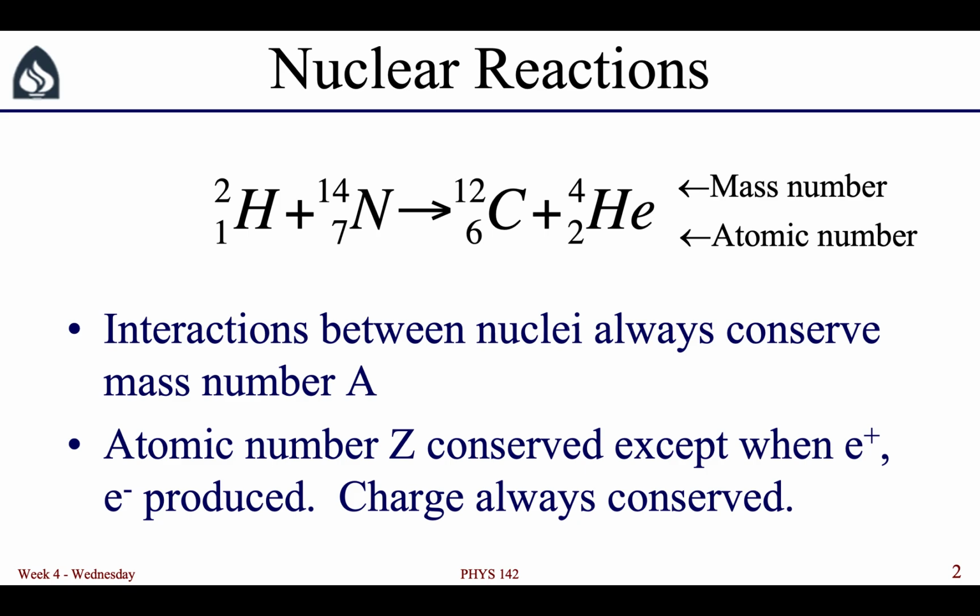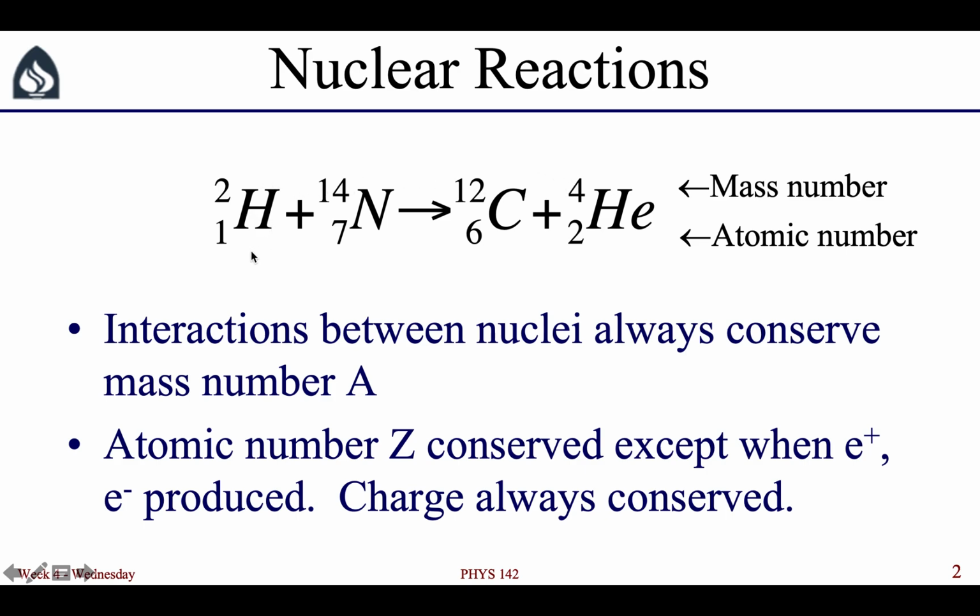These interactions between nuclei always conserve mass number. So if you add up the total number of neutrons plus protons in the reactants, then that will equal the number of protons plus neutrons in the products. So mass number, the total mass number, is conserved.